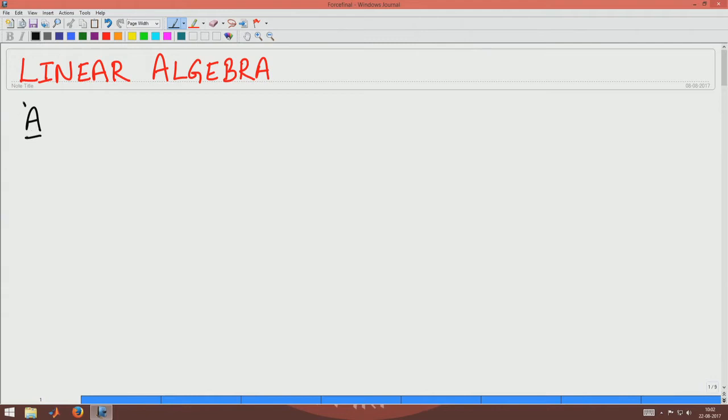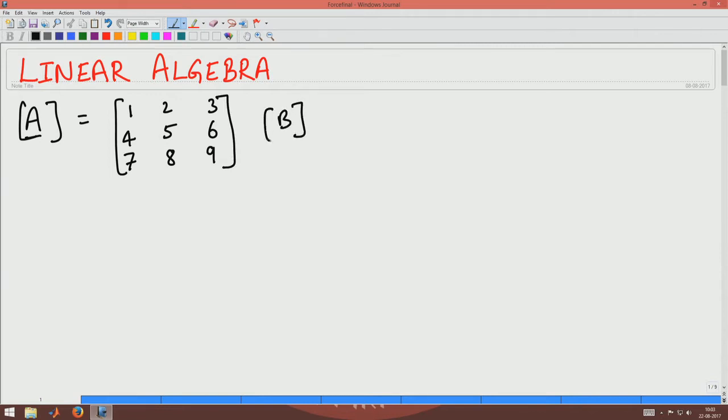which we will denote by this symbol here. Let us say it has entries 1, 2, 3, 4, 5, 6, 7, 8, 9. And B is another matrix which has entries A, B, C, D, E, F, G, H, I.